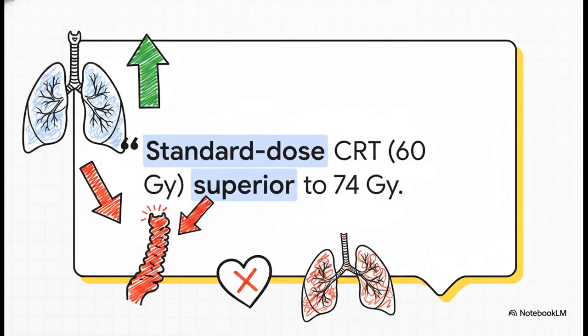Which brings us to an absolutely crucial clinical pearl for your practice, straight from RTOG 0617. Say it with me. Higher dose does not mean better outcomes. Seriously, routine dose escalation to 74 Gray actually resulted in worse survival. Why? It was primarily driven by severe esophagitis and a spike in treatment-related cardiopulmonary deaths. Sticking to the standard 60 Gray is absolutely paramount. Don't be tempted to push it.